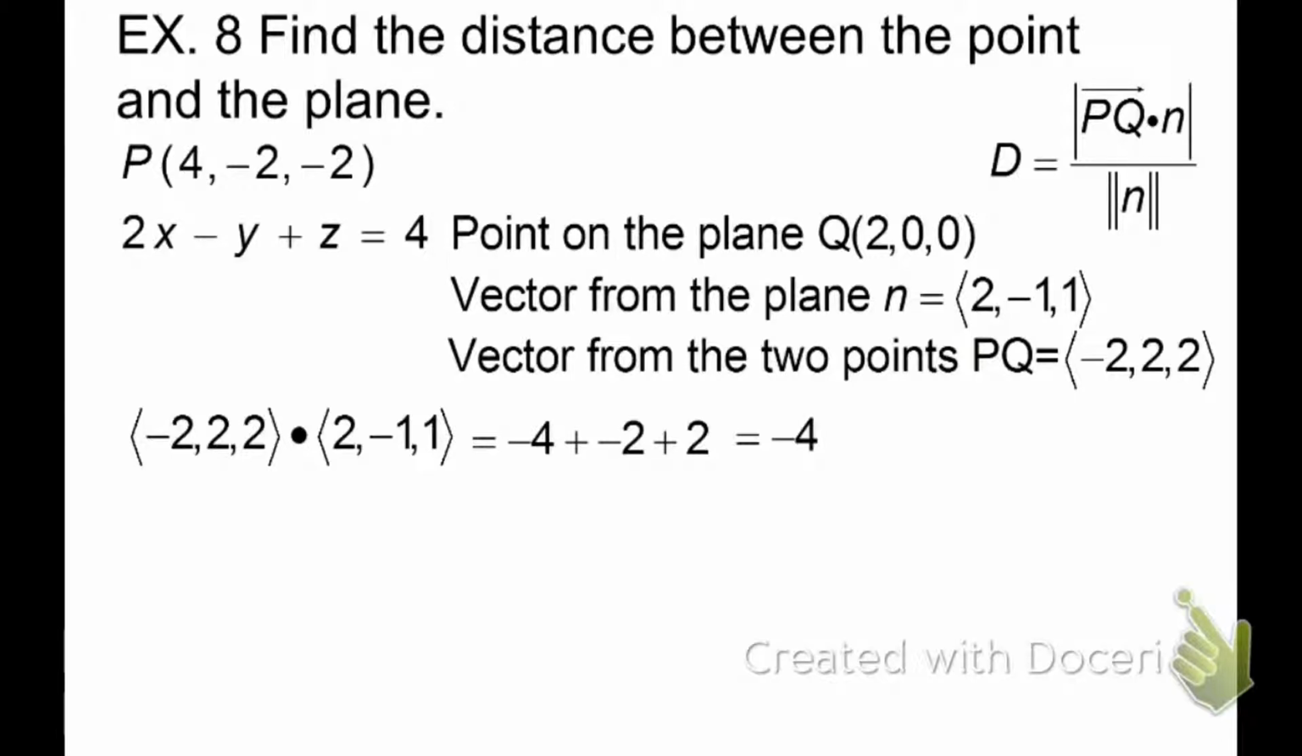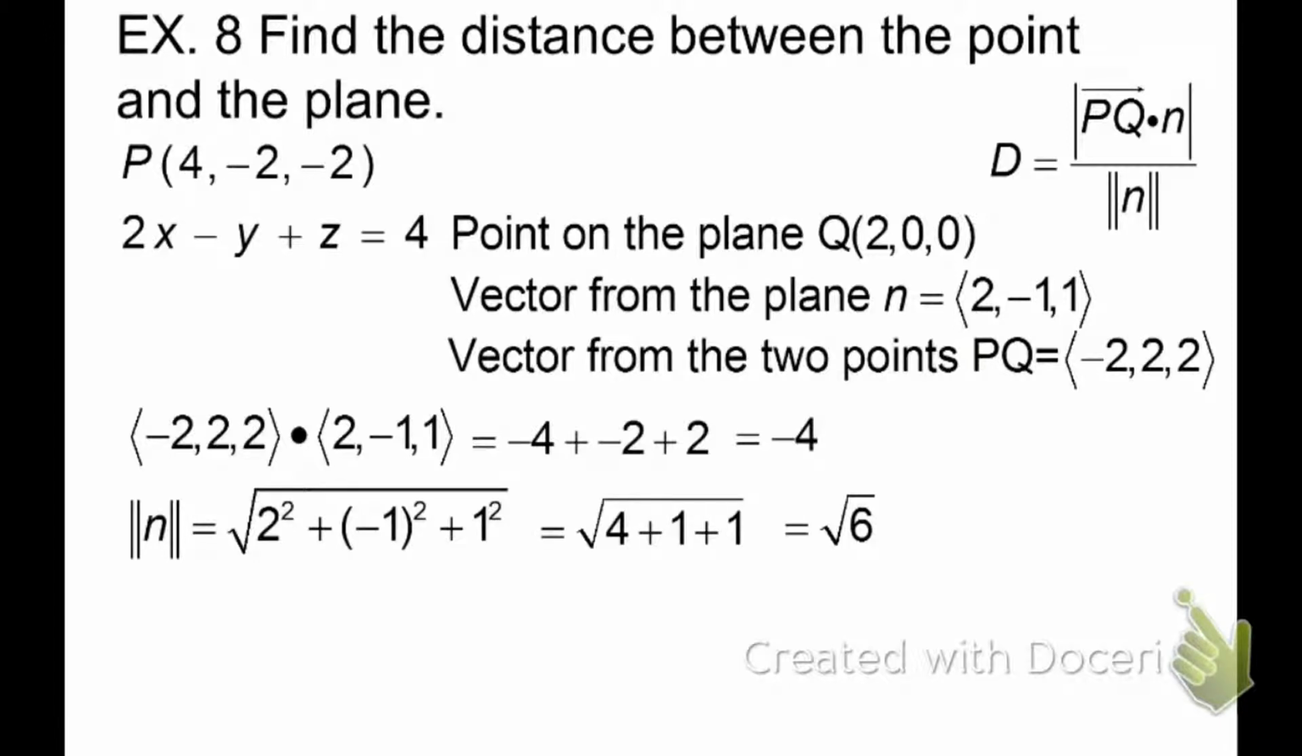Then I need to find the magnitude of vector n, so the square root of 2 squared plus -1 squared plus 1 squared, which when simplified equals the square root of 6. So to find the distance between the point and the plane, we're going to take the absolute value of their dot product, which was -4. The absolute value will be 4, and I divide by the square root of 6. So this turns out to be approximately 1.63, and we would go ahead and put units. Oh, sorry.